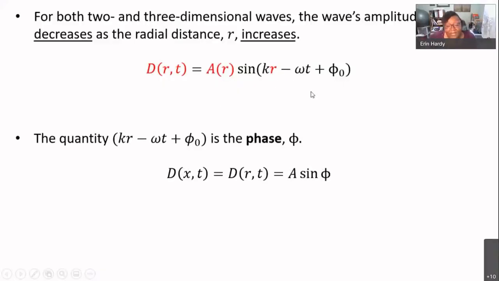So if we know that this quantity inside of the sine function, kr minus omega t plus phi naught, is always going to be the same value, we can replace all of that just with a phi with no subscript, so that we've gone from our displacement function for a wave that's propagating in the x direction to one that's propagating radially outward, and we can set that equal to the amplitude times the sine of the phase, not the phase constant.